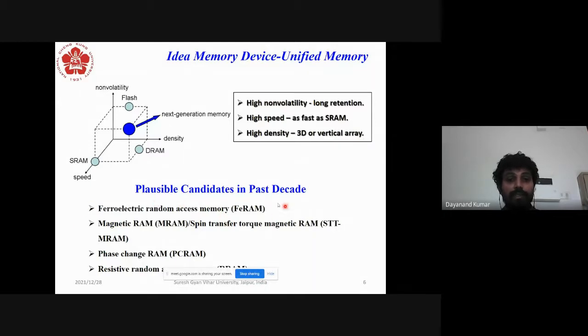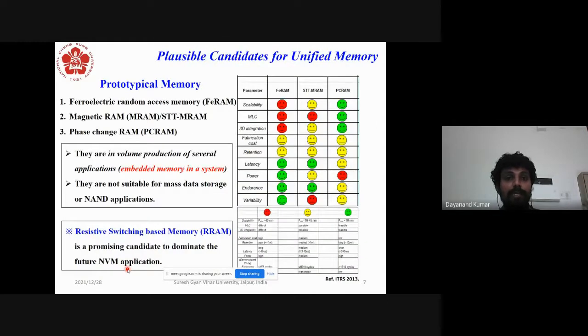There are different memories: FRAM, STT-RAM, phase change memory, and resistive random access memory. These have key challenges also. For the first three, there are many challenges, so they cannot be used for the future prospect. We only have the choice of resistive random access memory, which we will discuss here. In this table of prototypical memories, FRAM, STT-MRAM, and PC-RAM, you see that scalability is the main problem in FRAM.